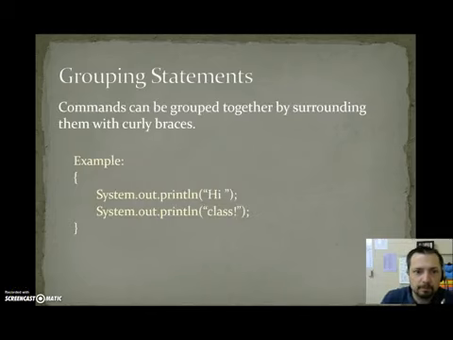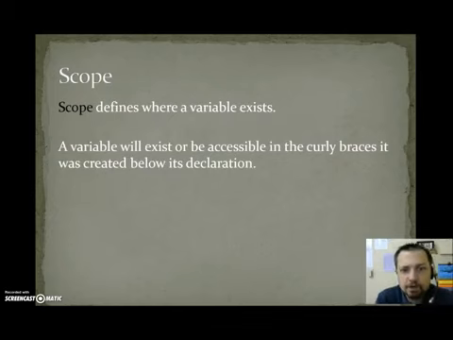Selection statements. Grouping statements. Commands can be grouped together by surrounding them with curly braces. In the below example, we have two println statements that have been grouped together because they have been surrounded by a set of curly braces. Scope defines where a variable exists. A variable will exist or be accessible in the curly braces it was created in, below its declaration.